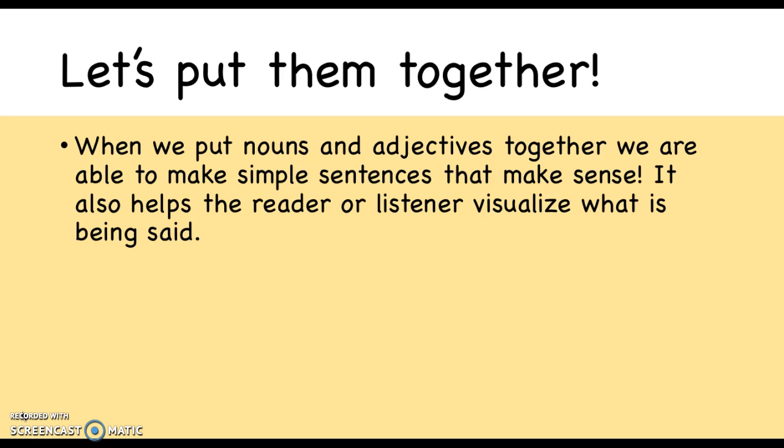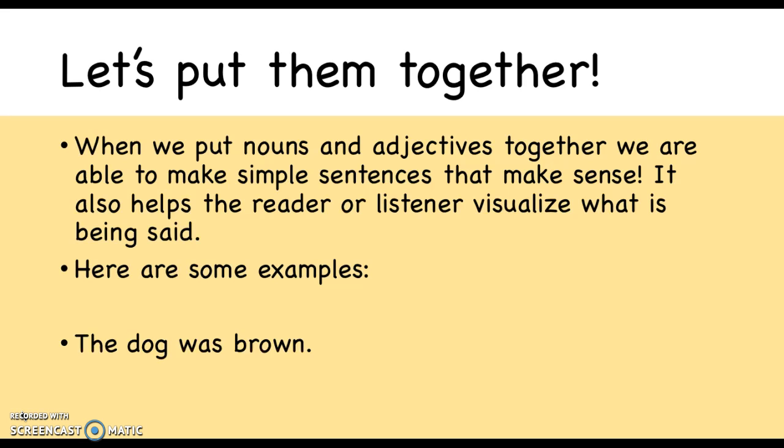Now it's time for us to put them together. So when we put nouns and adjectives together, we are able to then make simple sentences that make sense. It also helps the reader or listener visualize what is being said. So here are some examples of sentences that have both a noun and an adjective in them.